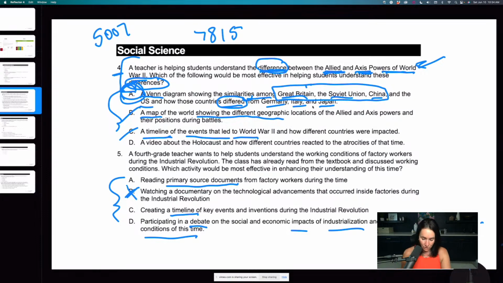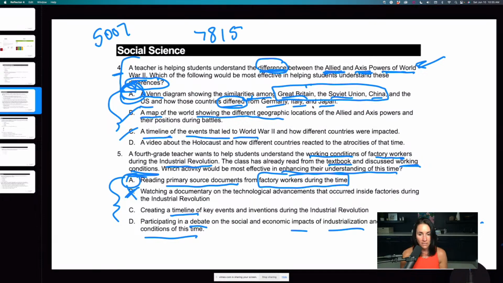All right. A fourth grade teacher wants to help students understand the working conditions of factory workers during the Industrial Revolution. The class has already read from the textbook and discussed working conditions. Which activity would be most effective in enhancing their understanding of this time? Now let's have a look at A, reading primary source documents from the actual factory workers who were there. We're talking about working conditions right here, working conditions. Well, who's going to know working conditions best? Probably the factory workers, and a primary source document next to the textbook that they've already read and discussed would be a really great way to reinforce. I'm circling A.